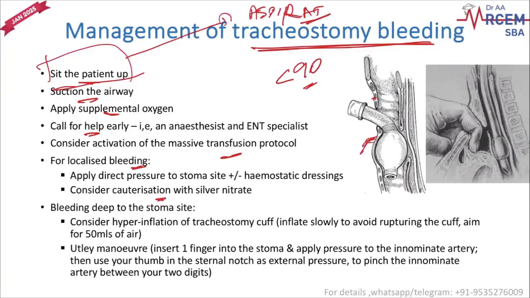Okay. And you can cauterize by using silver nitrate. Just place it here, it will cauterize and stop the bleeding if it is superficial, localized bleeding. If it's a deep bleeding, what will you be doing?